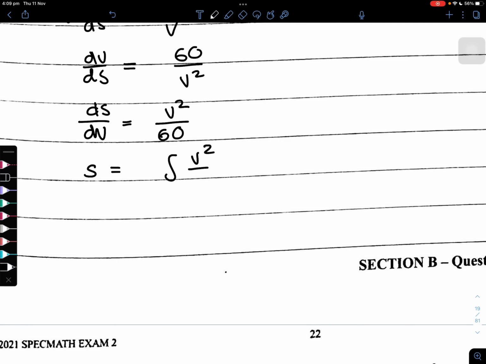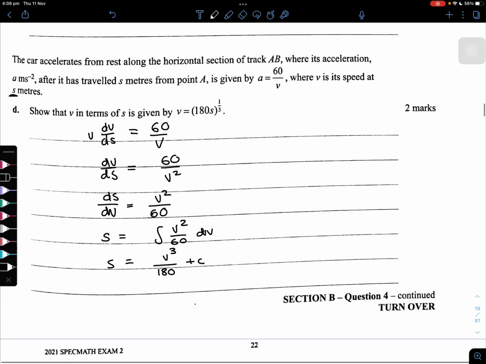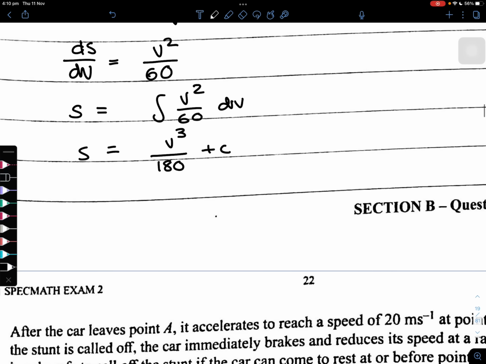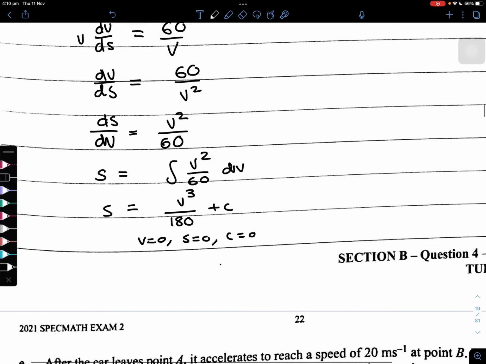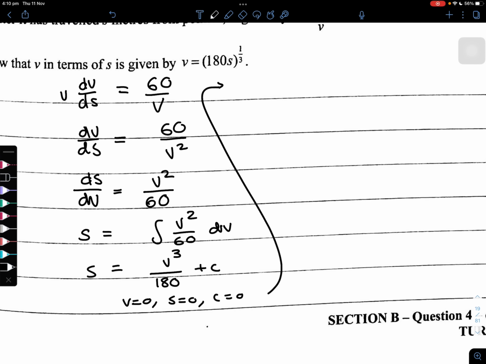We get s is equal to the integral of this dv. Integrating this gives us v cubed on 180 plus c. Okay. Initially, its velocity is 0 and its displacement is 0. So c is equal to 0.